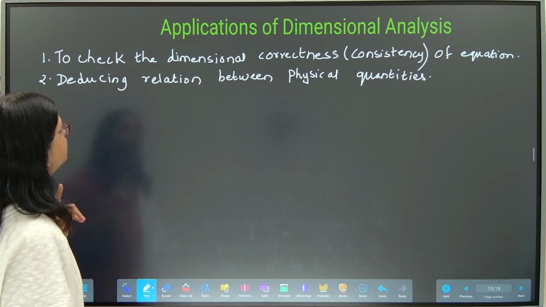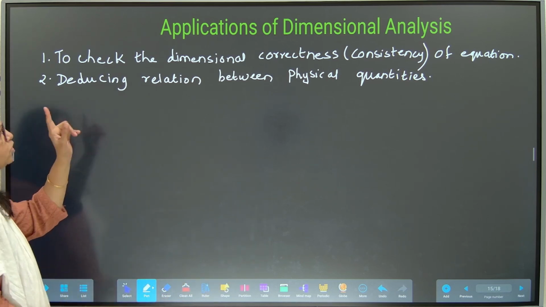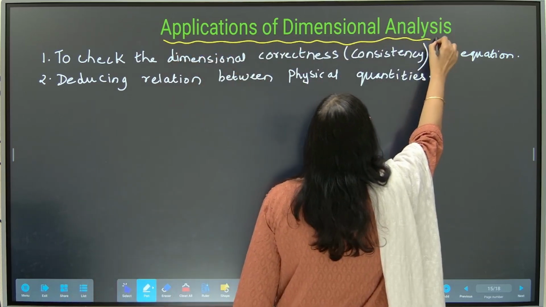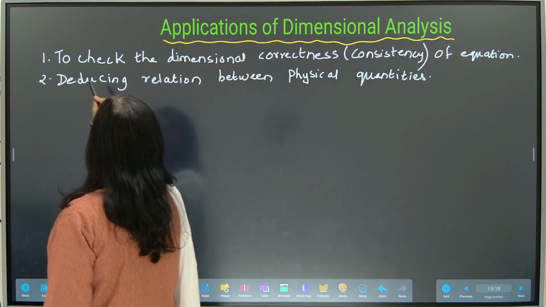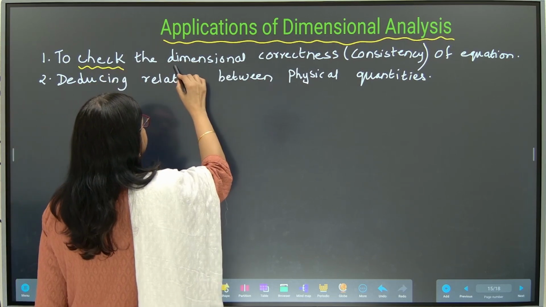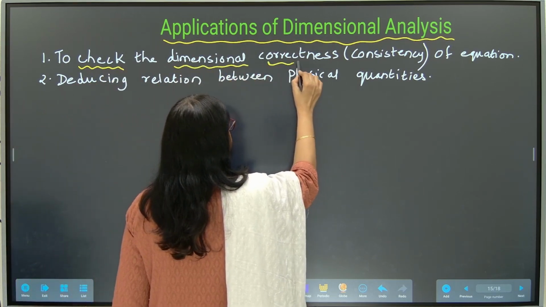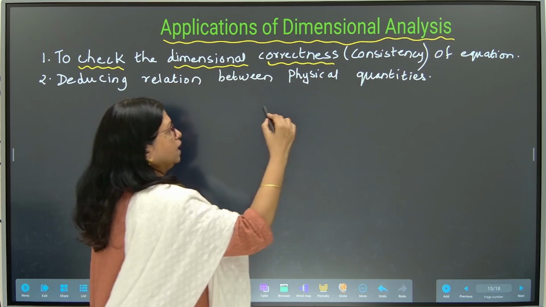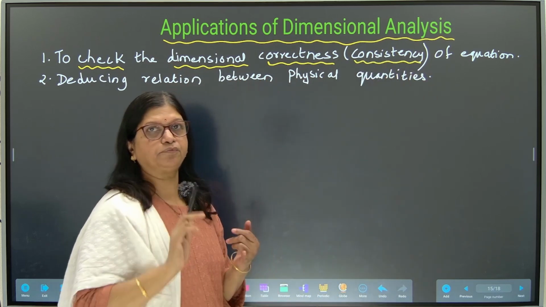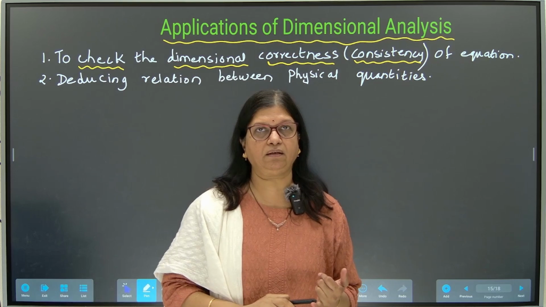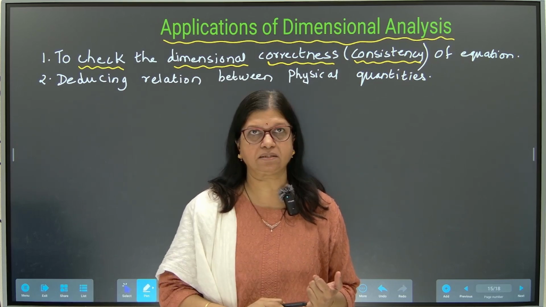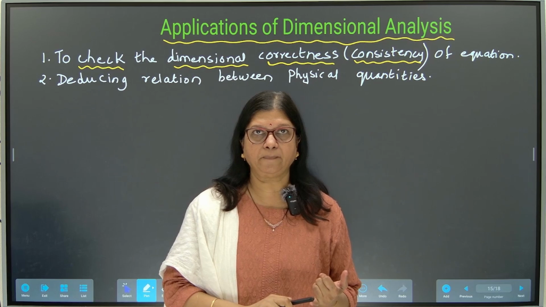So the first use or the application of the dimensional analysis is to check the dimensional correctness of the equation. Another word for correctness is consistency. So the first application is to check the equation's correctness, consistency.